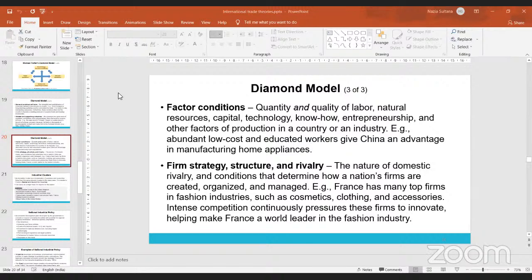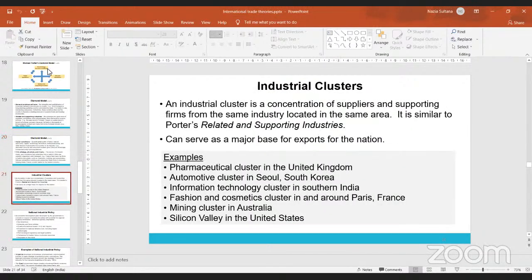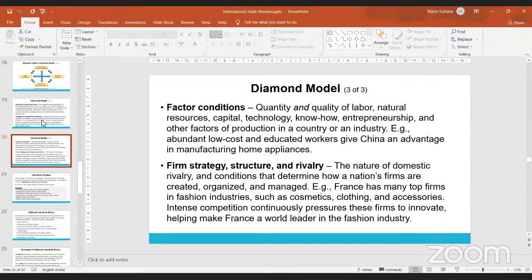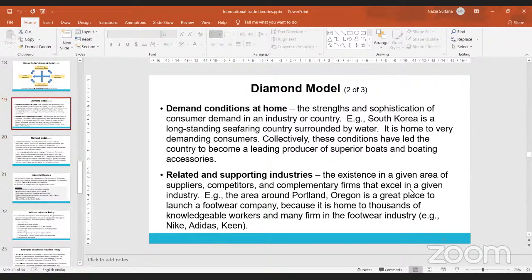Then you have the other two in the diamond model: what are the demand conditions? The strength of your product comes from the demand in your market. If a product is not sold very well in your own country, then how will you position it in the international market? So what kind of demand conditions there are in your own country also plays a very important role in your international trade.